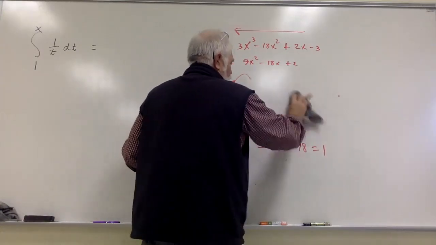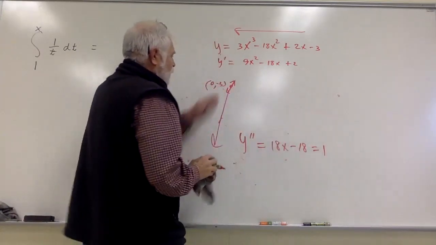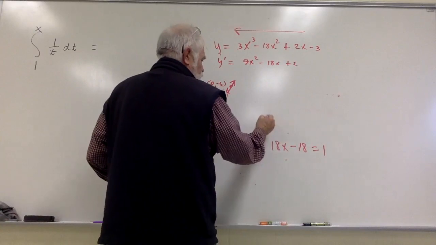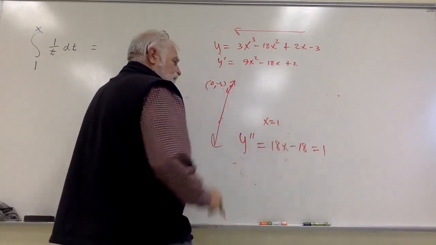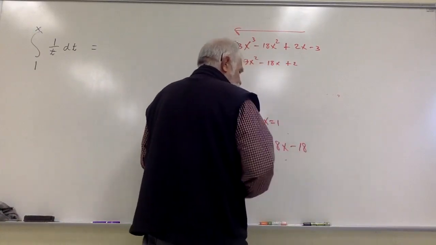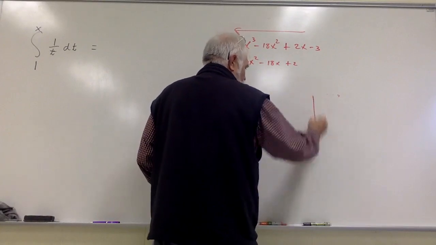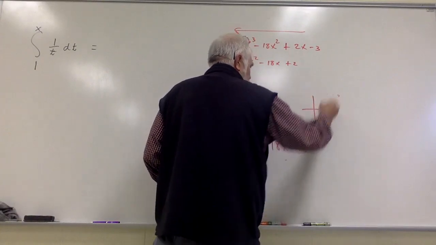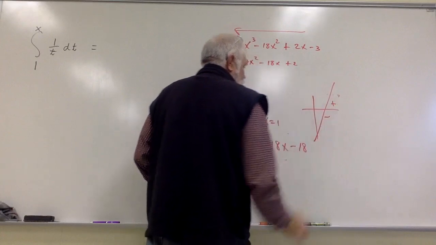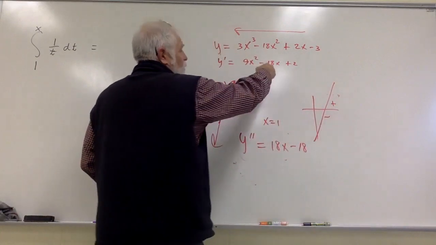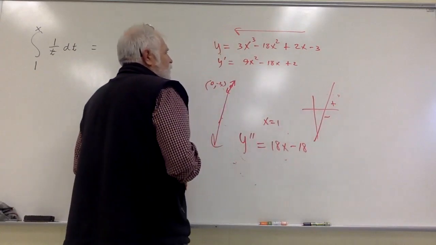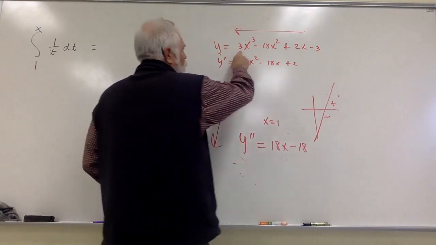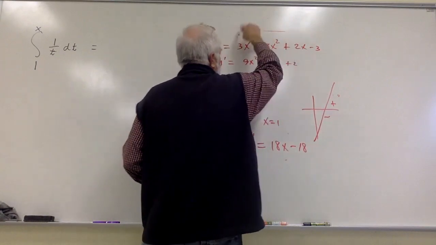Okay, so let's find out where that point of inflection is. This is all I know so far. So at x equals 1, I get a change in concavity. What kind of change in concavity do I get? Well, let's graph 18x minus 18. Okay, so I'm going from negative to positive. So yes, concave down, which we kind of knew anyway. Concave down to concave up. So we put 1 in, and we get our 3.